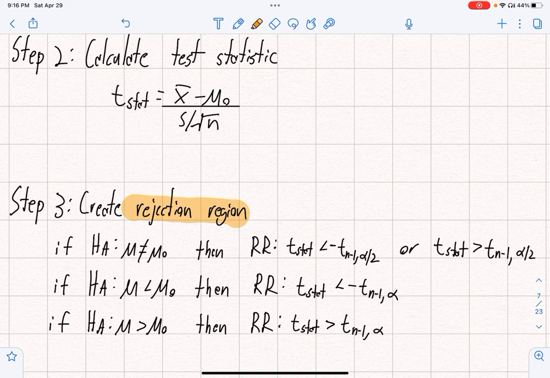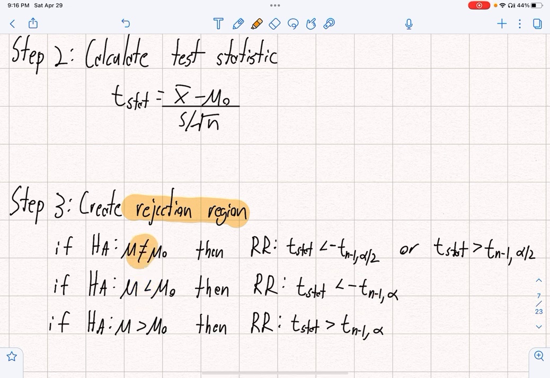Now, if we had a one-sided test, let's say our alternative hypothesis was mu less than some hypothesized value. Well, then, because this is less than, we will say the rejection region is t less than a negative value. And if our alternative hypothesis is mu greater than hypothesized mu naught, then the rejection region is T-stat greater than t n minus 1 alpha. So notice that if this is less than, then this is less than a negative. If this is greater than, then this is greater than a positive.